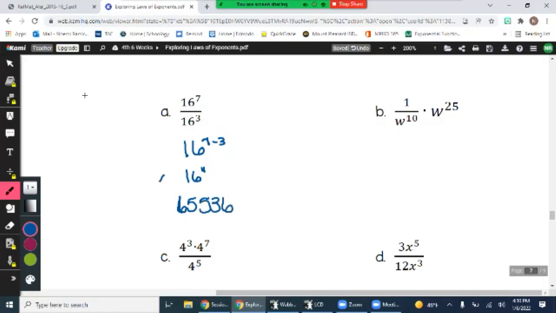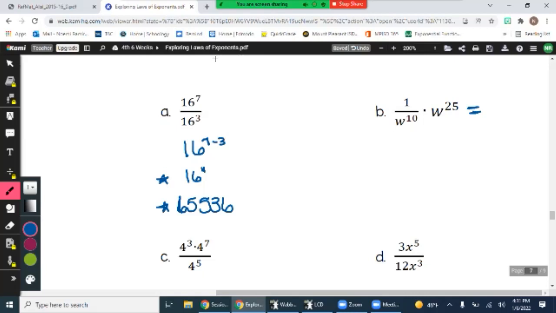65,536. Once again, they can give you this or this answer on the STAR test. Okay, let's look at B. We have the same base, but they're not in one single fraction. So it kind of makes it a little bit difficult. So I'm actually going to make sure that it turns into one fraction.